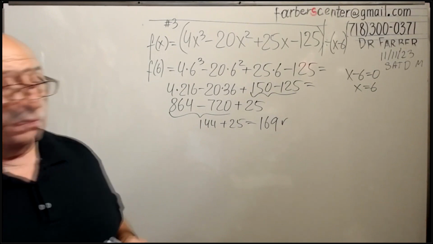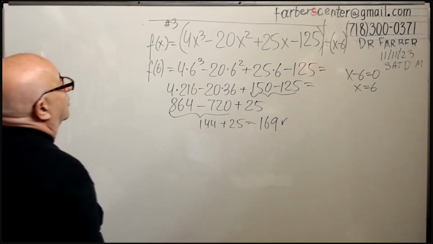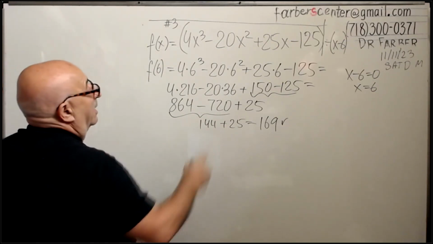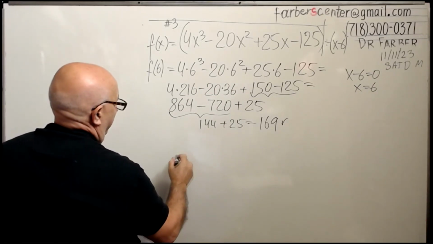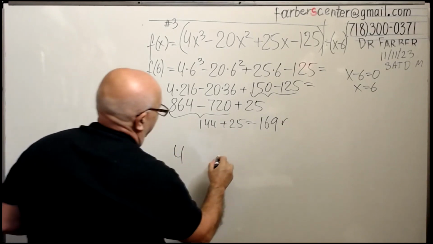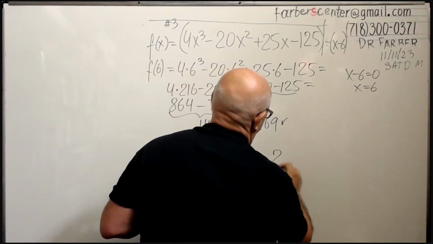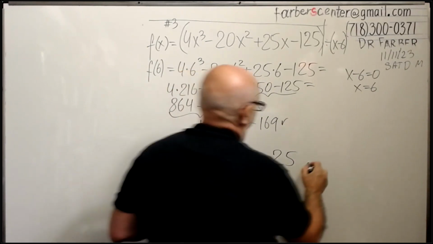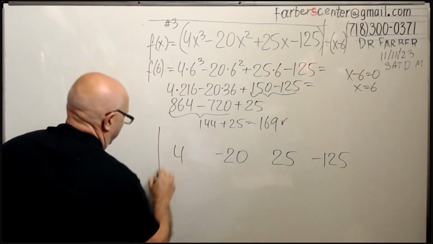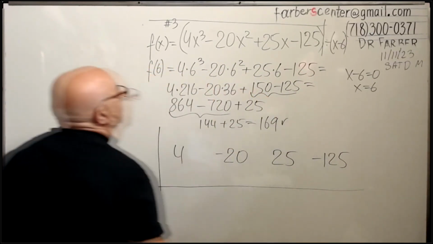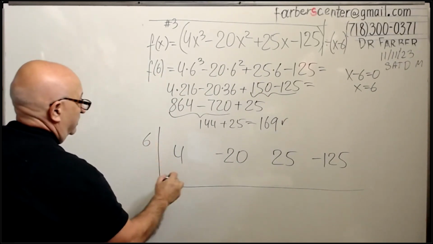Okay, let's do synthetic division, the same stuff. For instance, I already said x equals 6, and put the coefficients: 4, negative 20, 25, and minus 125. Make this angle and divide this by 6. The first step, bring down 4.